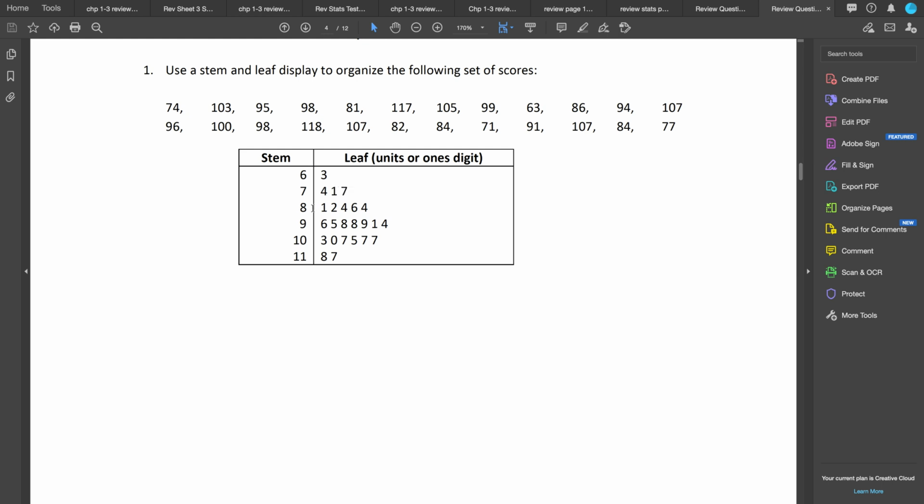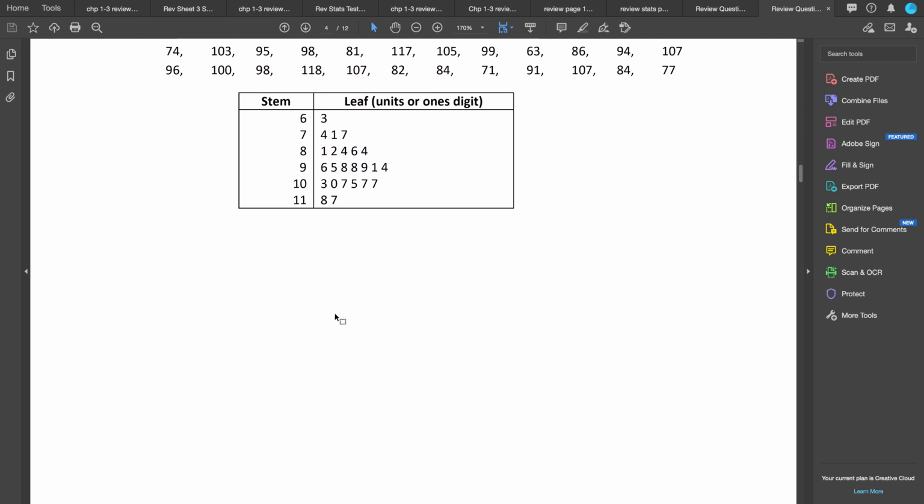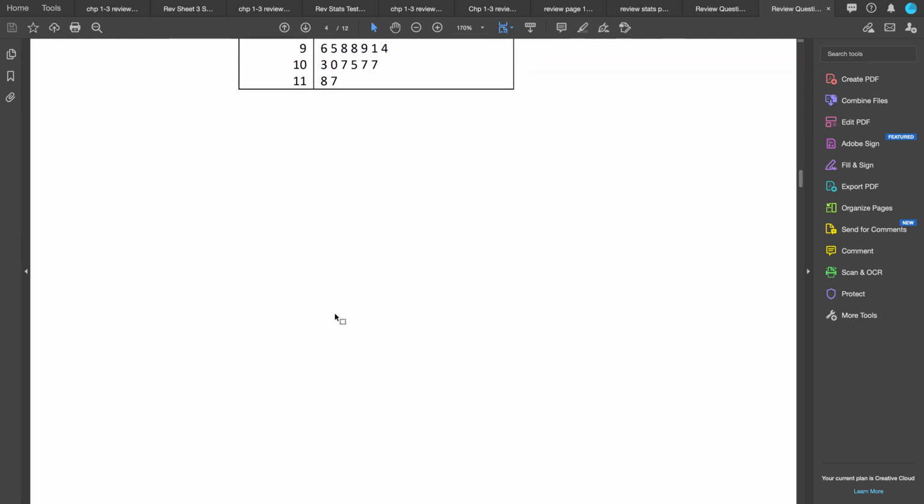1, 4, 7. We should put them in order. For 8, it should say 1, 2, 4, 4, 6. Back down to number 11 should say 7, 8. So make sure you put them in order every time. If they're not in order, it is not fully correct. It's kind of like scratch work if it's not in order.